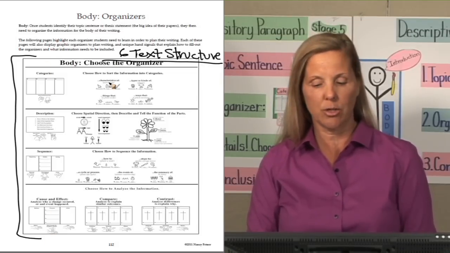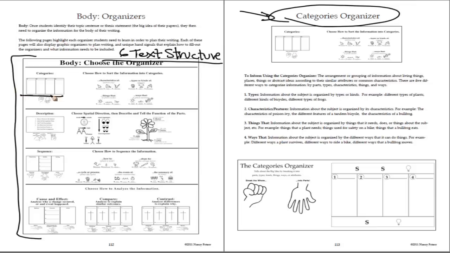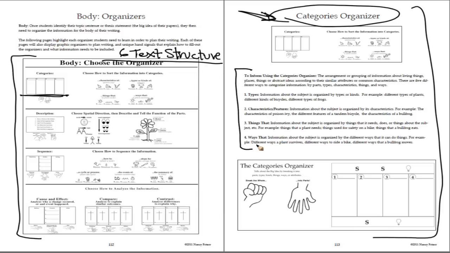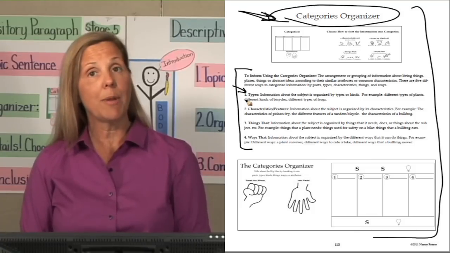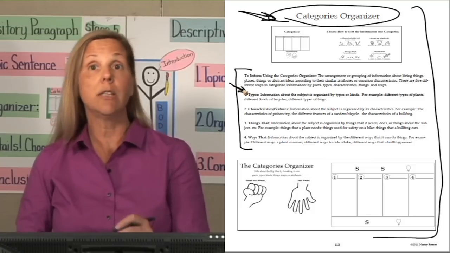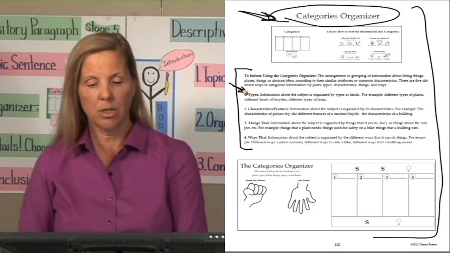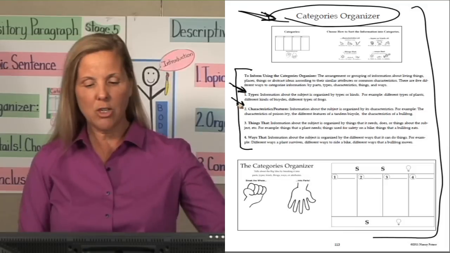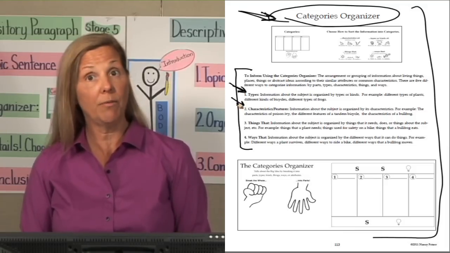So this is just showing you, we're going to, on the following pages, go through each one of these text structures. Notice on page 112, we had our categories organizer here at the top. Now on page 113, this whole page is dedicated to the categories organizer. It will actually go through and give you information about all the different ways that you can categorize information. You can organize information by types, like the different types of flowers. Or you can organize information by their characteristics or features.